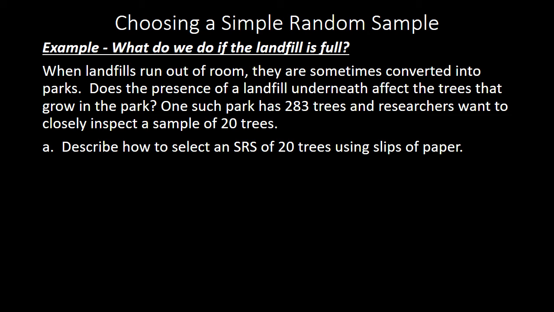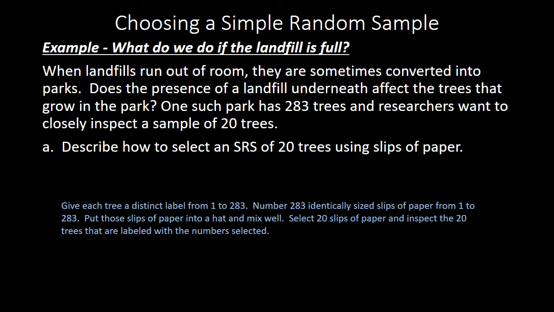They follow the same steps as using technology, but we would give each tree a distinct label from 1 to 283. We would number 283 identically sized slips of paper from 1 to 283. We would put those slips of paper into a hat or a box and mix well. We would then select 20 slips of paper and then inspect the 20 trees that are labeled with the selected numbers.